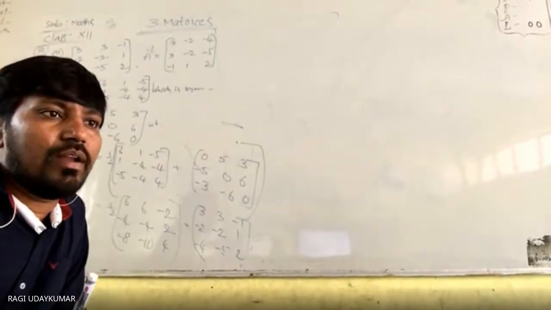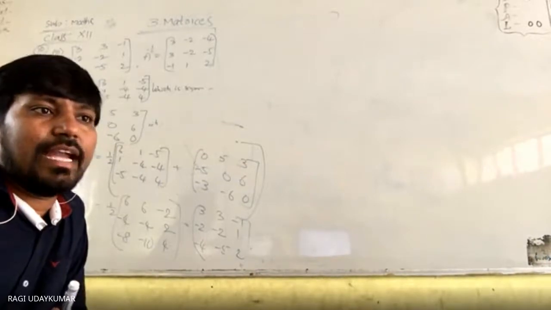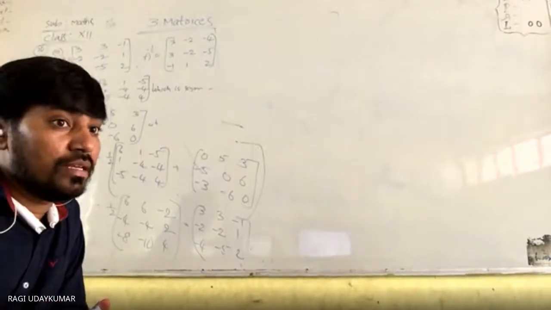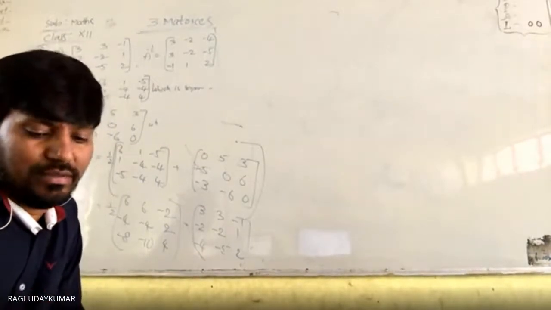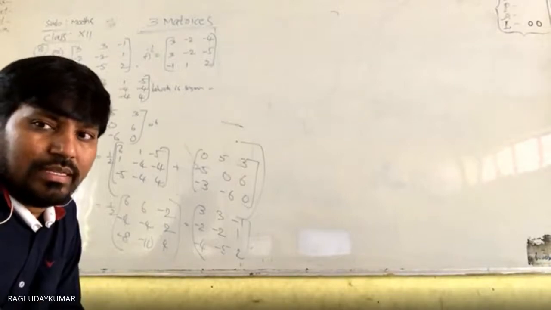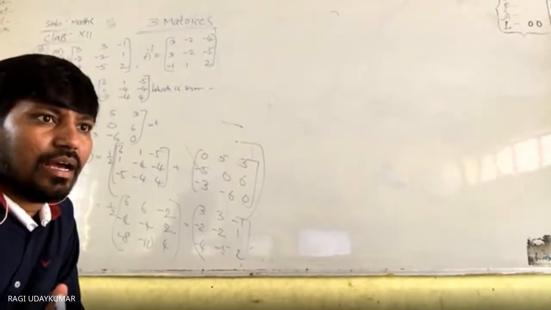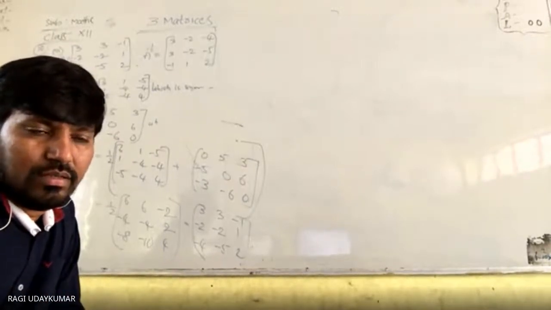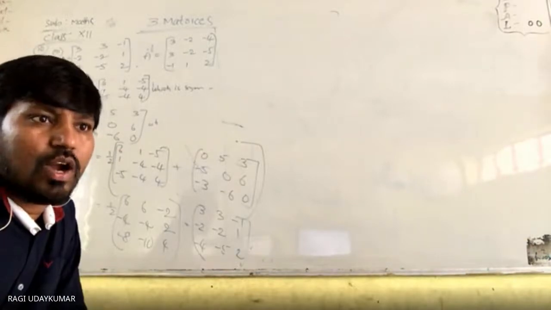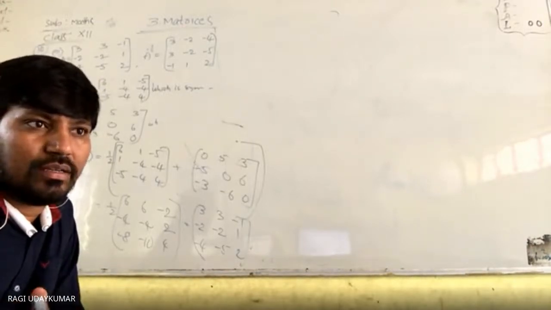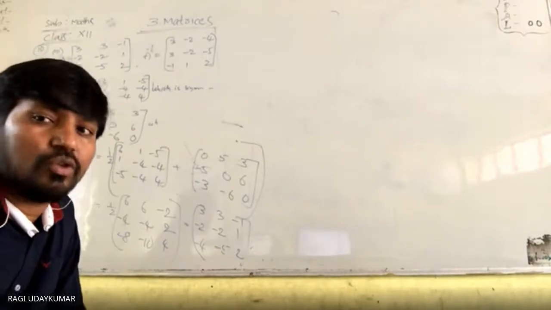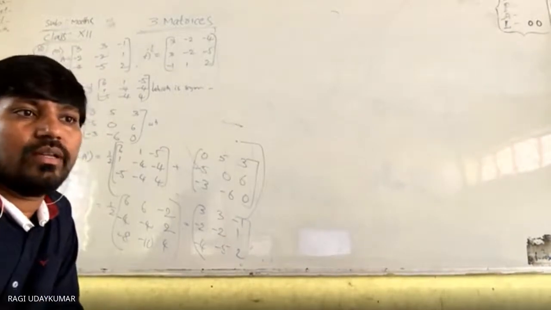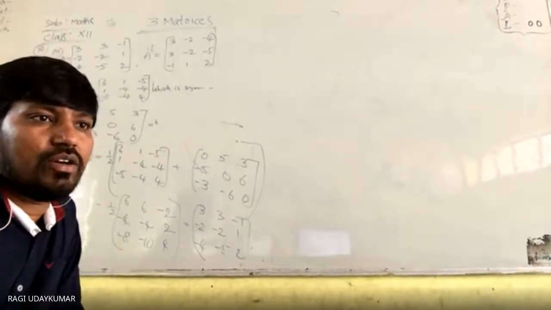If you see the 11th problem, choose the correct answer. A and B are symmetric matrices of the same order. Then AB minus BA is which one? What do you get? Once you think about that one, it's a very interesting question actually. You think about that one and complete it. If you have any doubt, then let us see here.